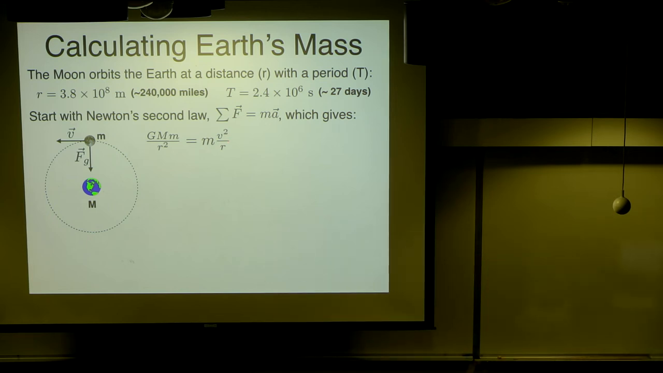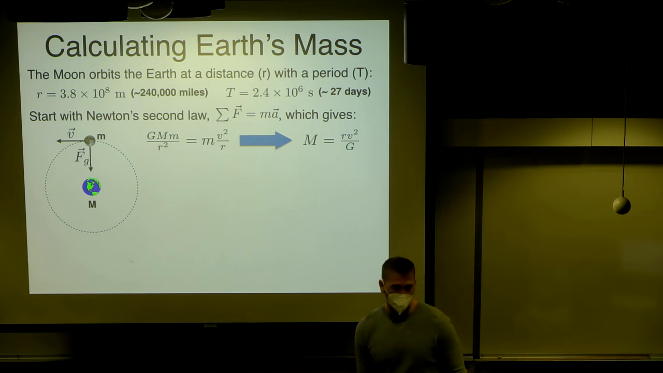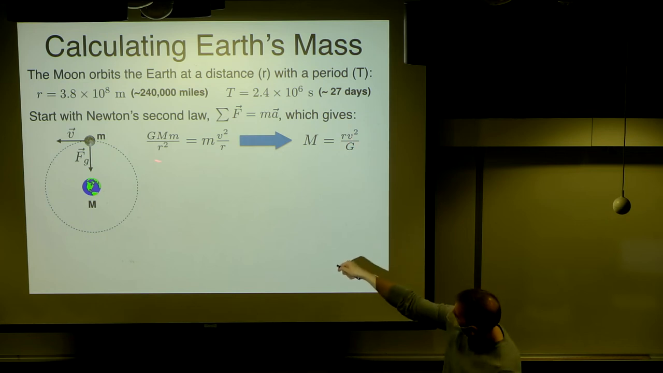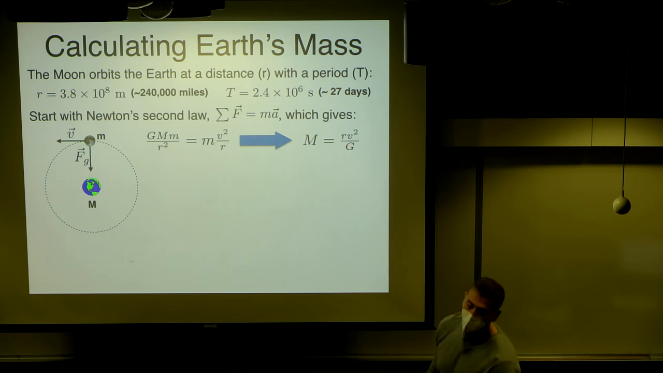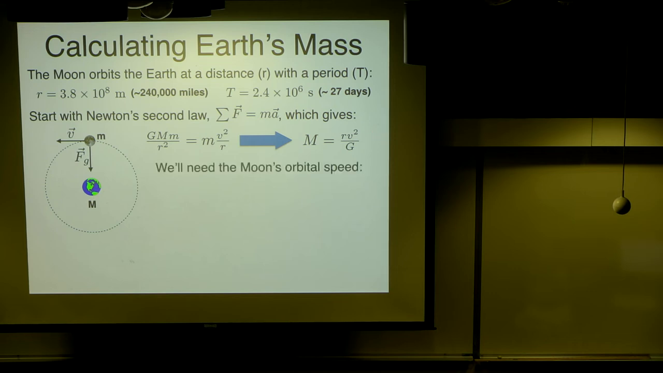Okay? Which gives us, if we solve for big M, because that's what we're trying to do, we're trying to calculate Earth's mass in this example, big M, that's going to be r v squared divided by G. So just take this, solve for big M, and you'll get this result. Good so far? Okay, so it looks like all we need to plug in is v, because the other numbers are known to us. So we'll need the moon's orbital speed, that's v. Let's calculate it.